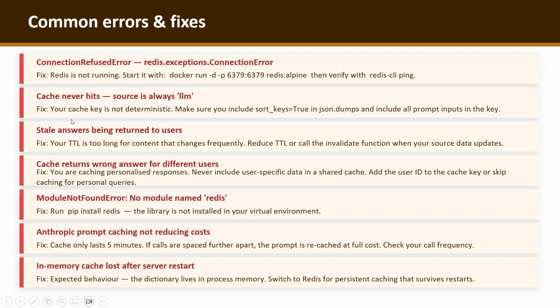If users are getting stale answers, your TTL is too long for content that changes frequently. Reduce it or call the invalidate function when your source data updates. If users are getting other users' answers, you are caching personalized responses in a shared cache. Add the user ID to the cache key, or skip caching for personal queries entirely.